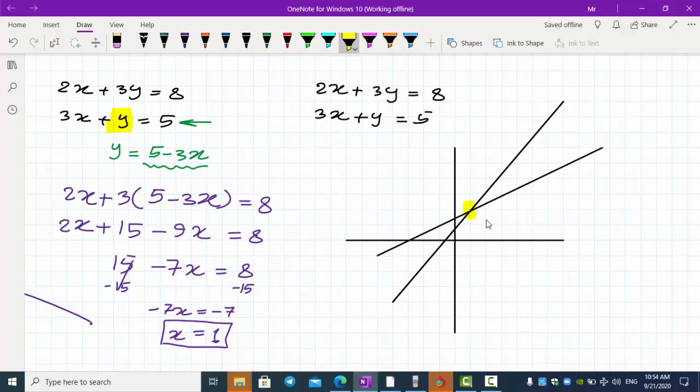And you can check my other videos to learn how to graph linear equations. Then once you draw both graphs on one xy axis, you see where they cross, which is the solution. x is 1, y is 2.